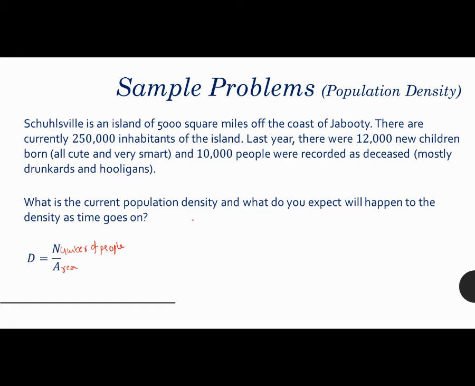Now I'm going to compute two scenarios. One is the current population, and next when the changes occurred, like the 12,000 newborn babies and 10,000 people who passed away. So what is the condition here? Let me take a different color pen.